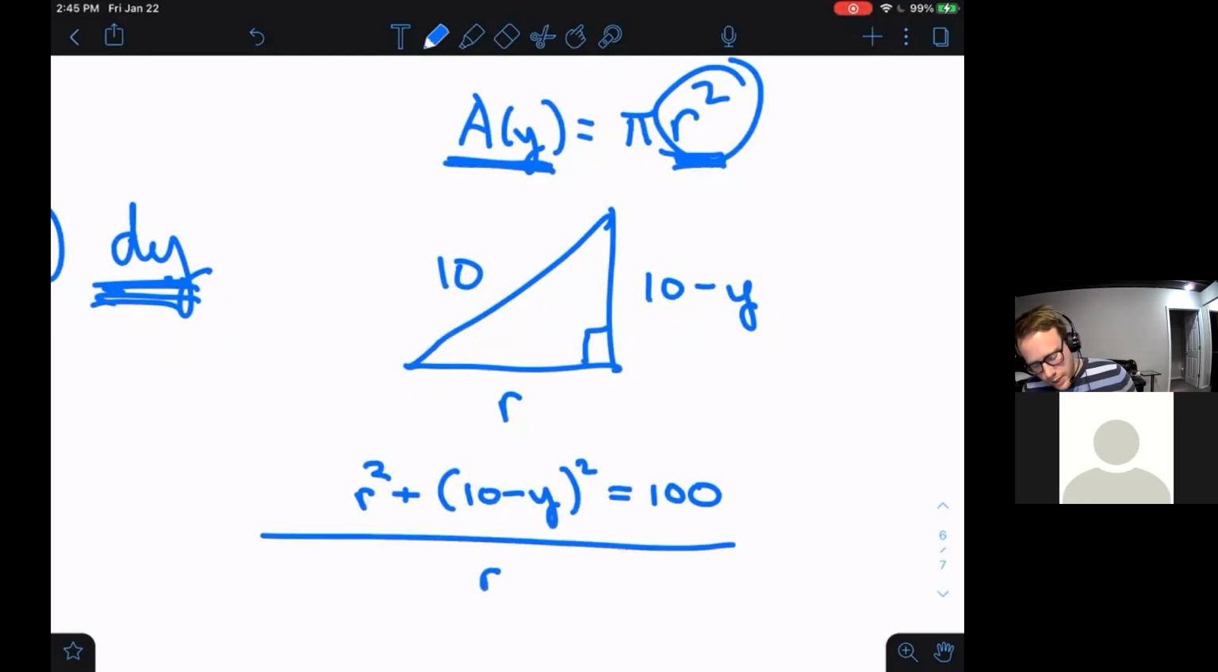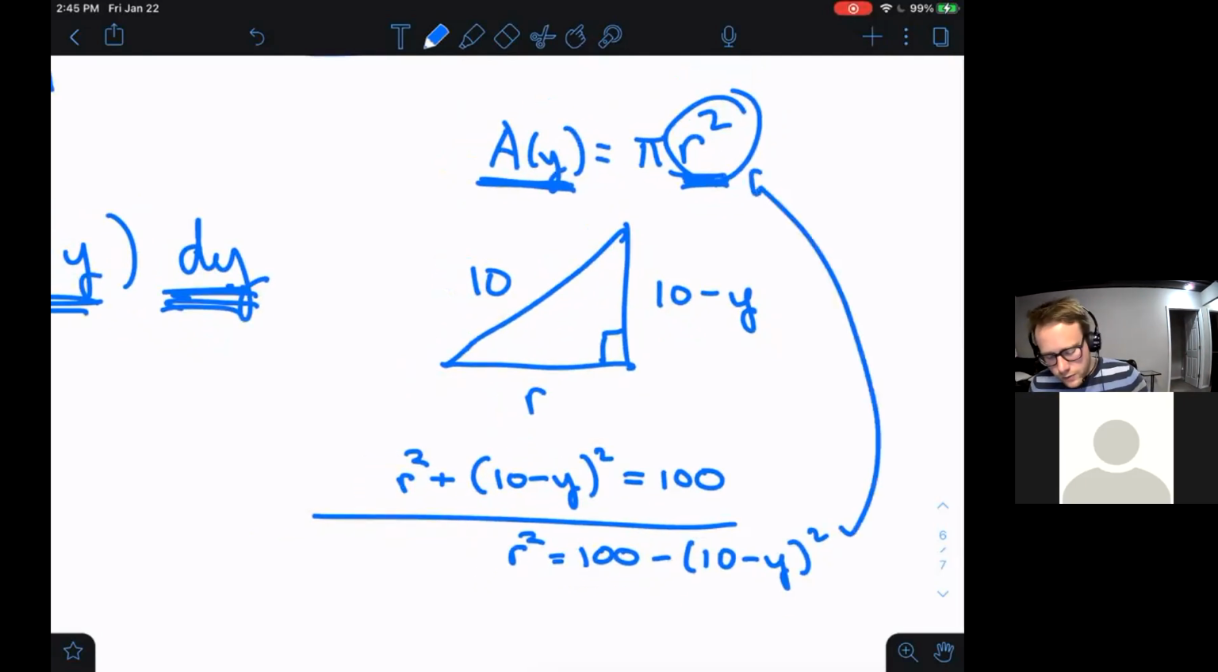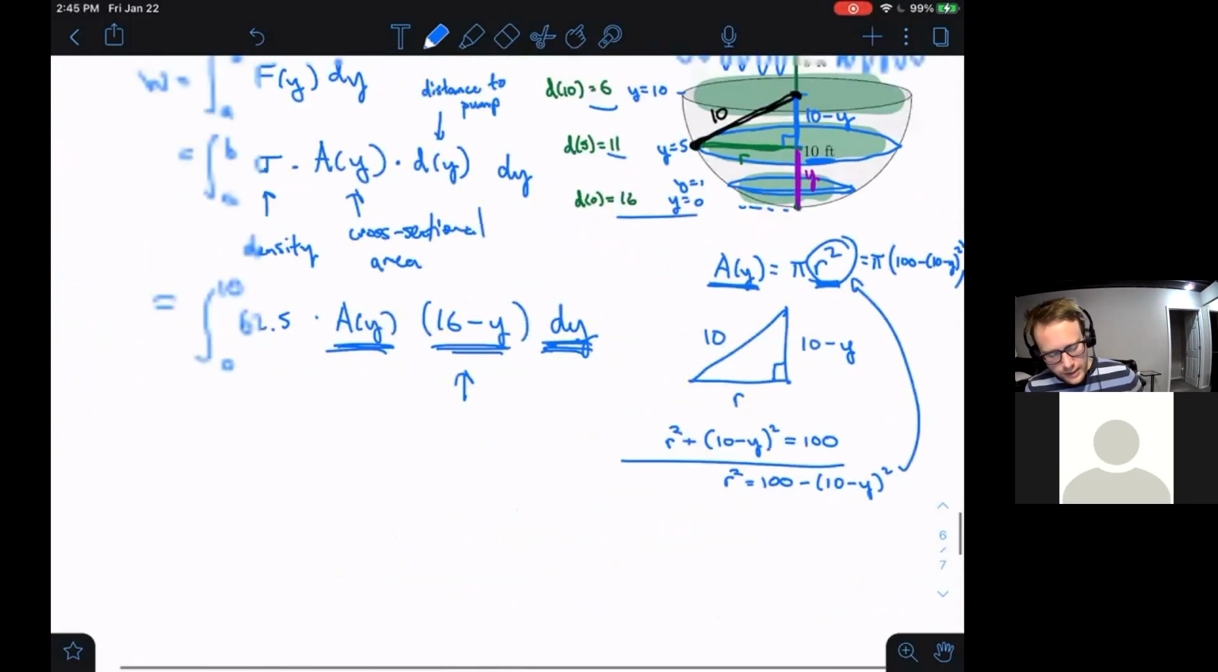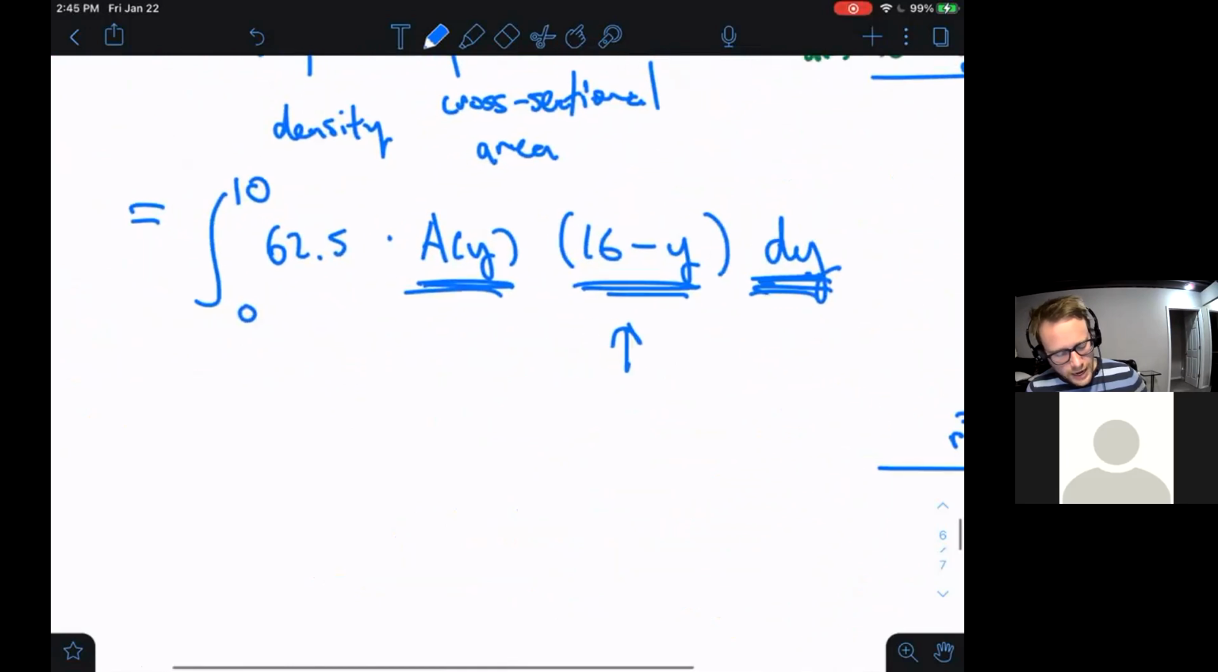So why don't I go ahead and rearrange. And now we can go ahead and trade in for r squared here. And so this is going to be pi, and r squared is the same thing as 100 minus 10 minus y quantity squared. Kind of writing off the edge there, but I'll go ahead and clean that up once we put it in our full answer here.